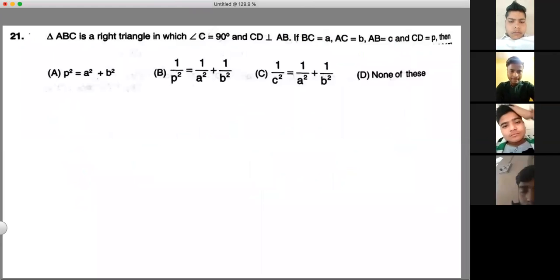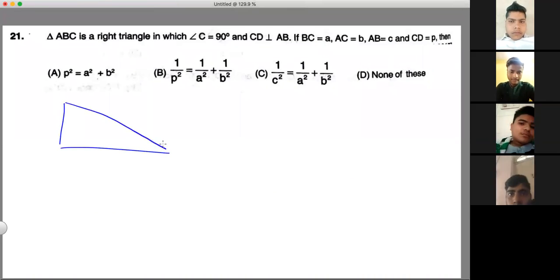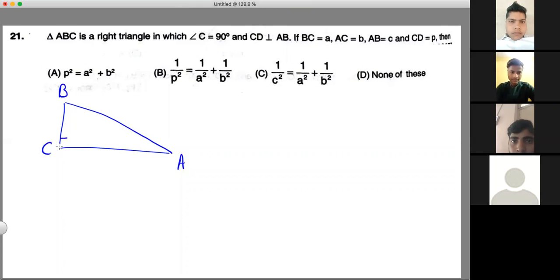Now let's do the next question. In a triangle ABC, which is right angled at C, it's again the same kind of question. A, B, C. I drop a perpendicular here so that this is D.